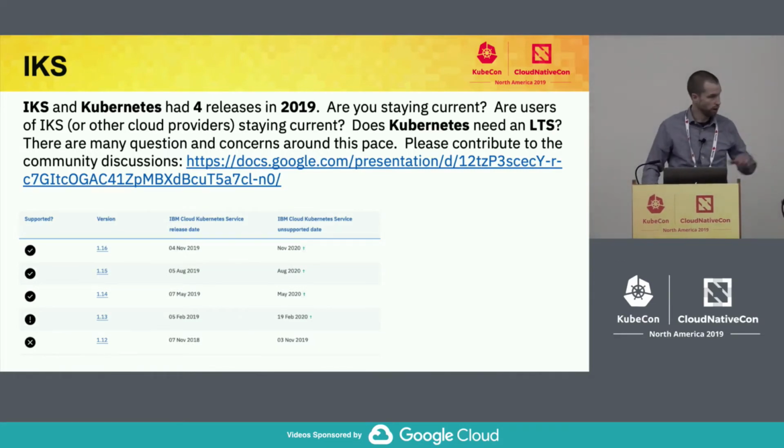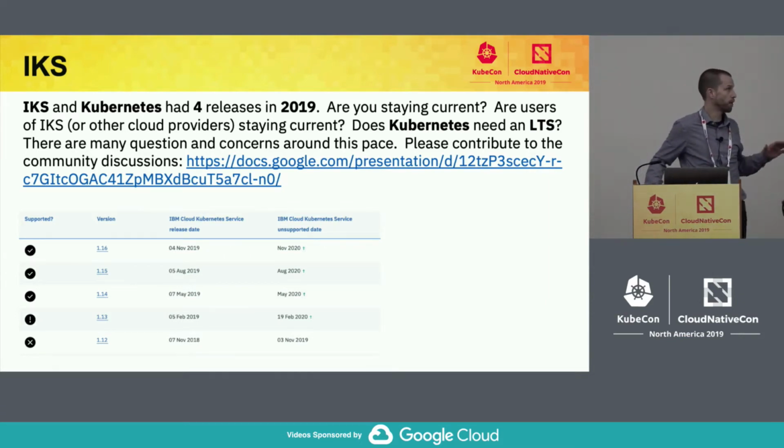So starting at the bottom of the slide is the 1.12 release. It came out in November of last year, and it becomes unsupported as of November 3rd of this year. And then next is 1.13. It's marked as deprecated right now. It will be unsupported in February of 2020, and then going up from there, 1.14, 1.15, and 1.16 are all supported. And the timeline for each of those is along that same line, 1 year.